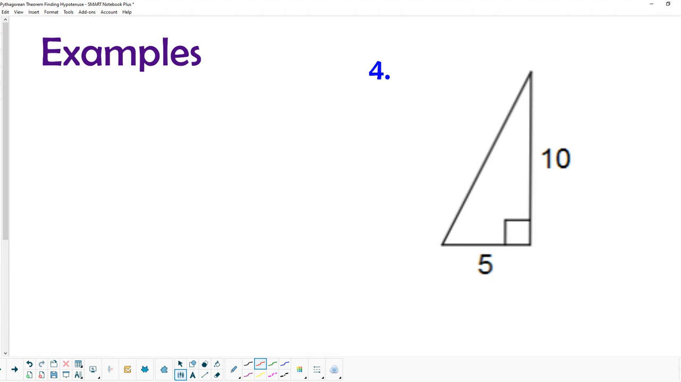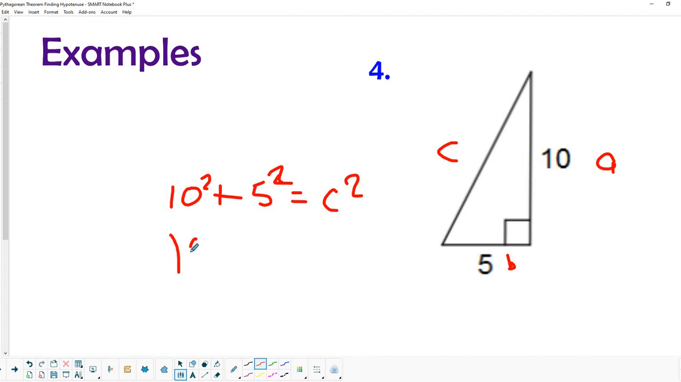How about this next one? We've got an a squared, we got an a here, we got a b here, so we're looking for c. So a squared would be 10 squared, b squared would be 5 squared, equals c squared. To put it in the Pythagorean theorem formula, 10 squared is 100, 5 squared is 25, and all of that equals c squared.